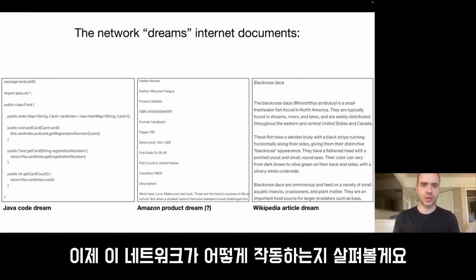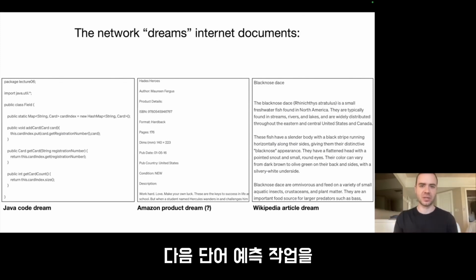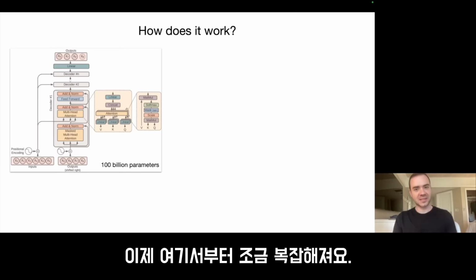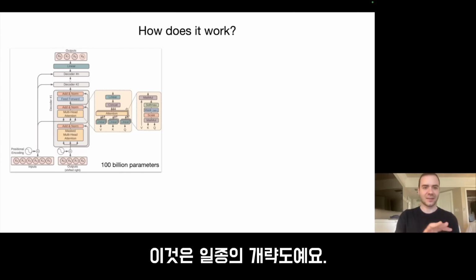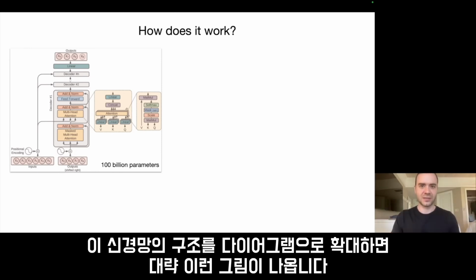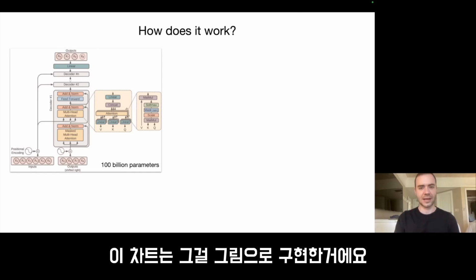Okay, let's now switch gears to how this network works. How does it actually perform this next word prediction task? What goes on inside it? Well, this is where things complicate a little bit. This is the schematic diagram of the neural network, if we zoom into the toy diagram of this neural net. This is what we call the transformer neural network architecture, and this is a diagram of it.